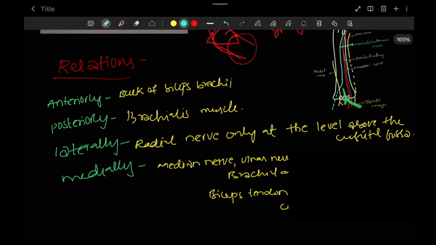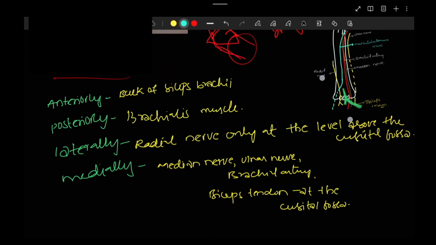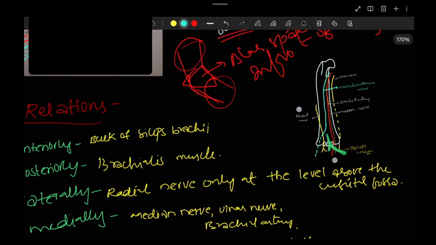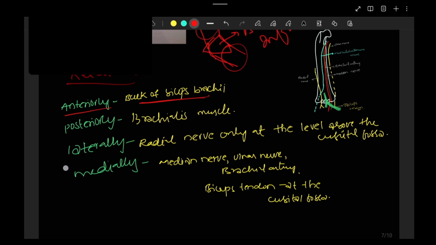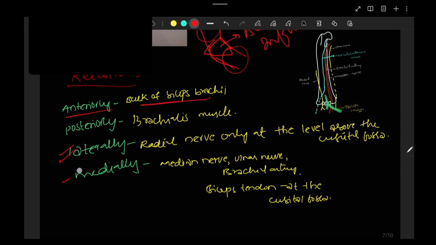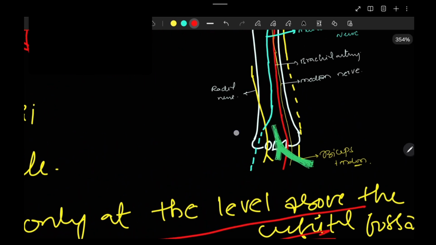Now the major relations. For relations, I've given a simple diagram for you. Anteriorly is the biceps brachii muscle, as I have told you, since it passes in between the biceps brachii muscle and the brachialis muscle. So anteriorly, the biceps brachii muscle, and posteriorly the brachialis muscle, which is simple. And then laterally and medially. When we consider laterally, it is the radial nerve, only at the level above the cubital fossa. Let me refer to the diagram.